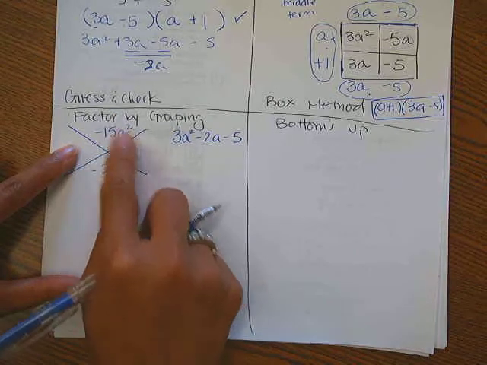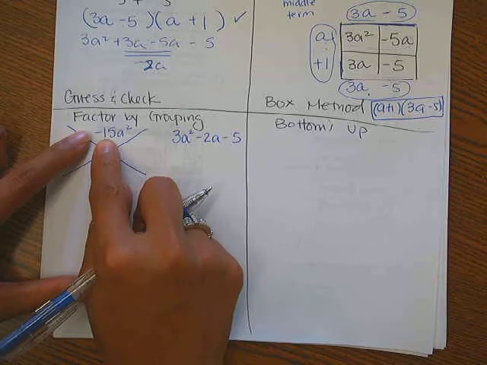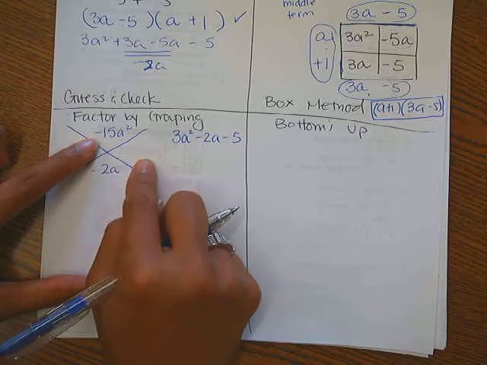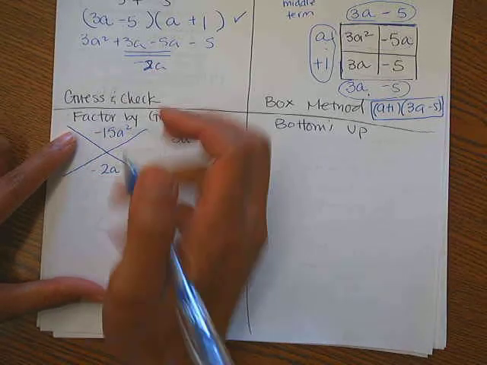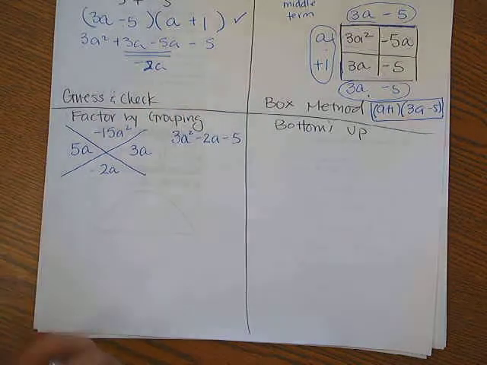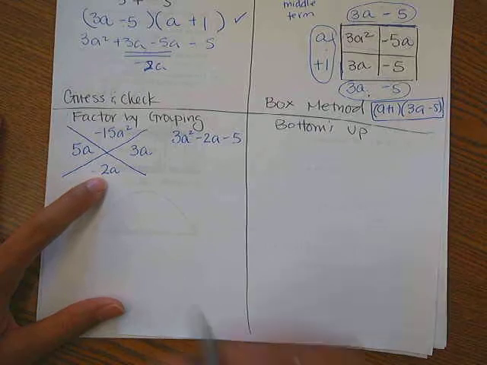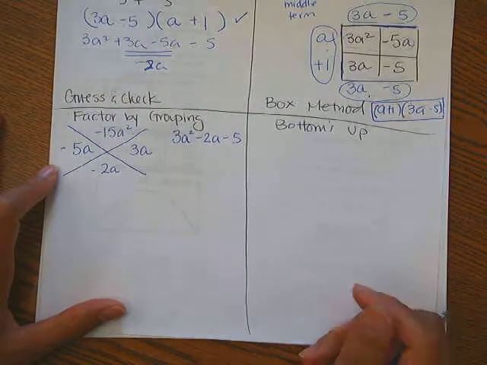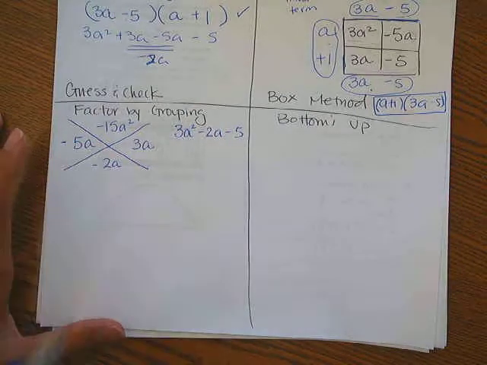So 1 and 15. When I multiply, it gives me 15. Or negative 1 and positive 15 give me negative 15. But when I add it up, it's not going to give me this. So 3 and 5, and put in your a. One of them has got to be negative. And remember we said if this is negative, this is going to be negative. So I'm pretty much done with my x.